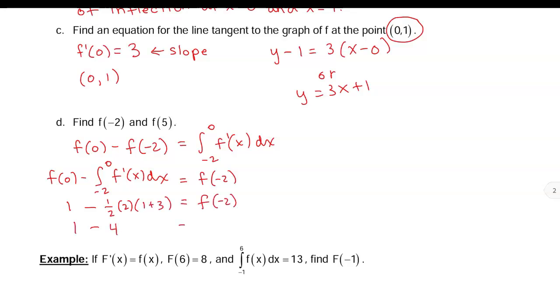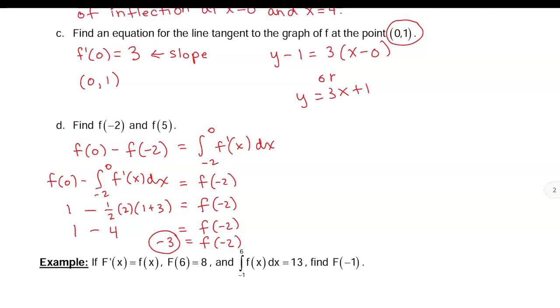That integral equals 4. And 1 minus 4 is -3. So I know that f of -2 is -3. To evaluate f of 5, I still have f of 0 to help me. And now I can use the actual net change theorem from up above.